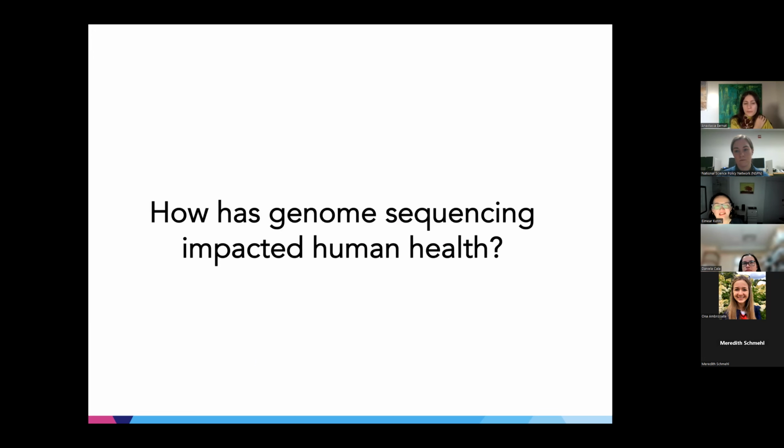So I wanted to start by thinking broadly about how genome sequencing has impacted human health in the last 20 years. There is a big case to be made that it has had a massive impact. There's also a big case to be made that it hasn't met the expectations or the promises made 22 years ago when it was announced. I'll get to that in a minute.